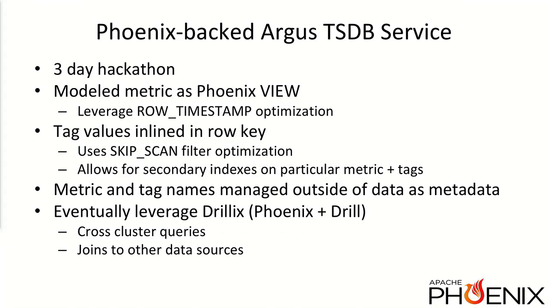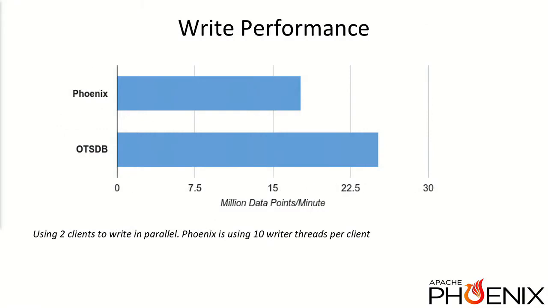Overall, it was a really great success. The write performance, you can see, is pretty much on par, a little bit better for OpenTSDB, but still in the same range. But this is using 2 clients in parallel, so we're getting around 15 to 22 million. This is close enough write performance, but the benefits of Phoenix for the other areas that OpenTSDB has shortcomings really provides a major advantage over just the pure write performance.